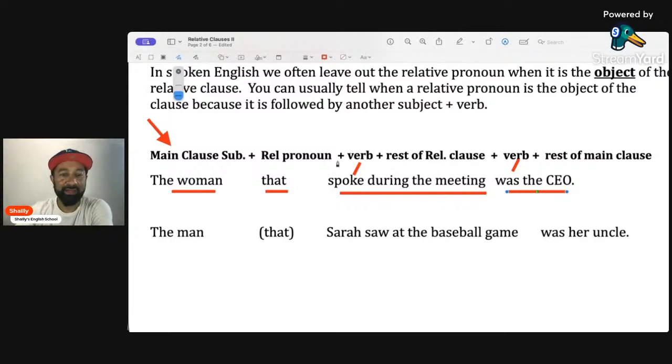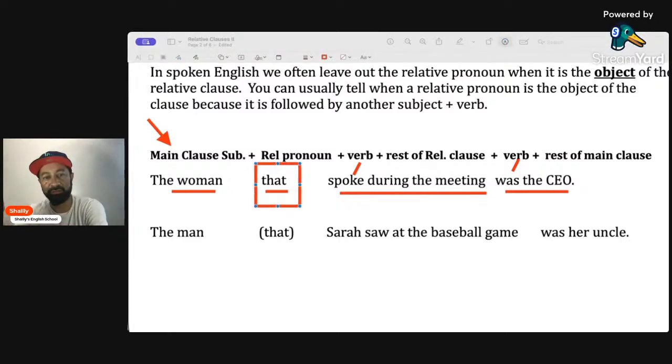Now, that, I like that because it's very useful. We can use that for people or things. If you wanted, we could change this to who. The woman who spoke during the meeting was the CEO. But I like that. It's very kind of like all purpose. We can use it anytime.